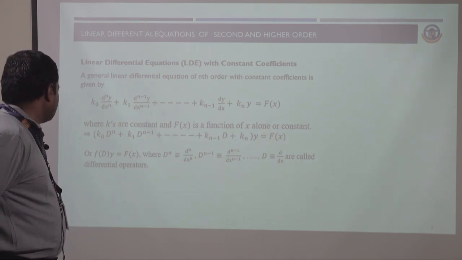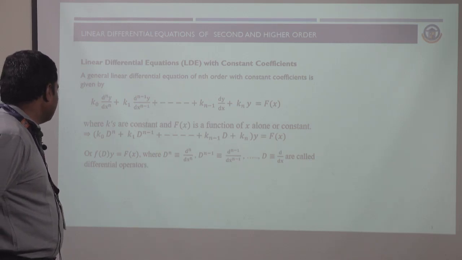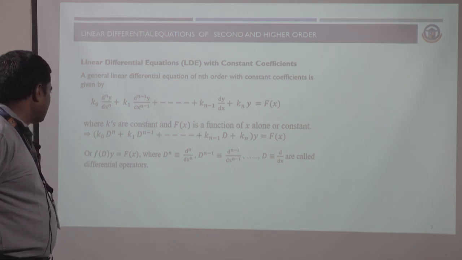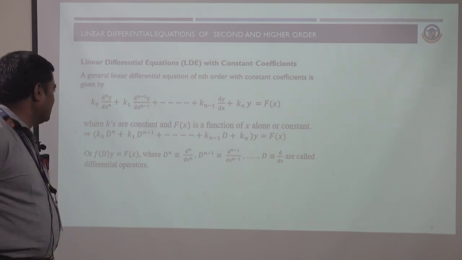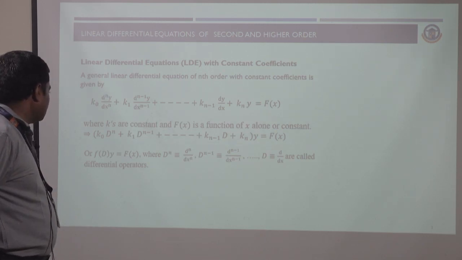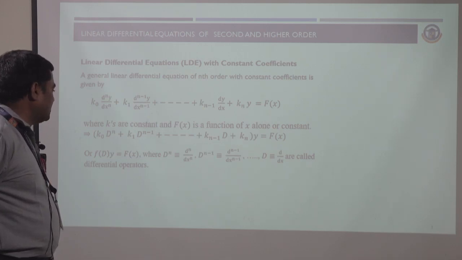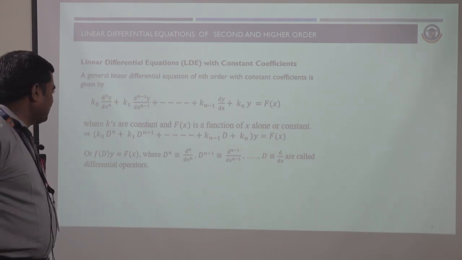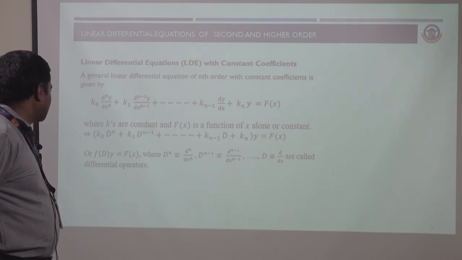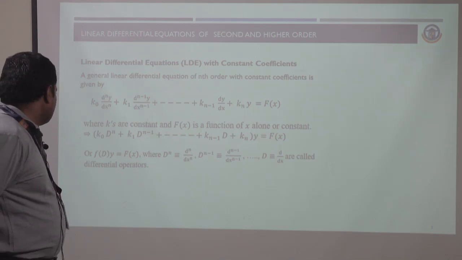First we are going to see the general linear differential equation of the nth order, in the general form k naught d power n y divided by dx to the power n plus k1 d to the power n minus 1 y divided by dx to the power n minus 1 plus, and so on up to kn y, is equal to f of x. Here f of x is a function of x, where k naught, k1, k2, k3 and so on up to kn are all constants.